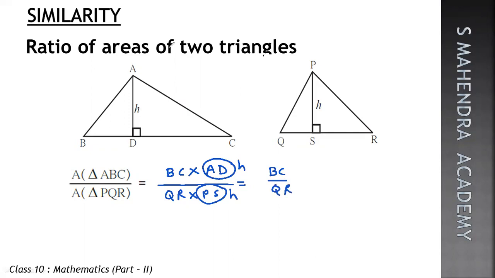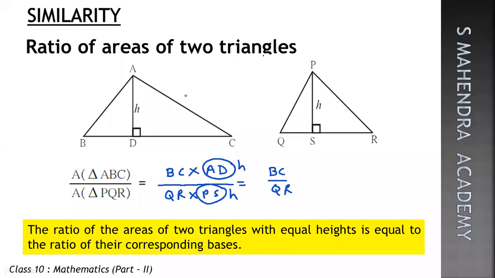So in this case, we can conclude that the ratio of the areas of two triangles with equal heights is equal to the ratio of their corresponding bases.